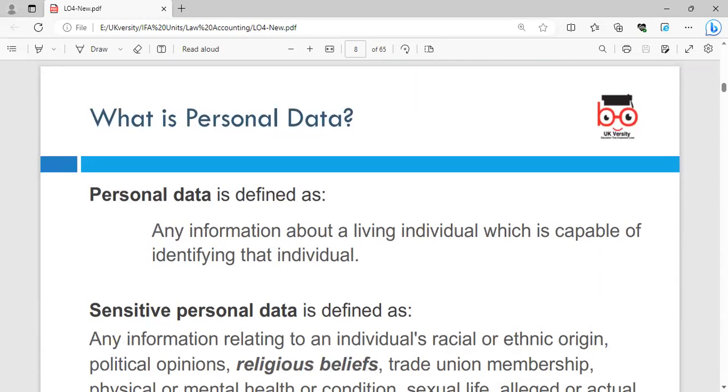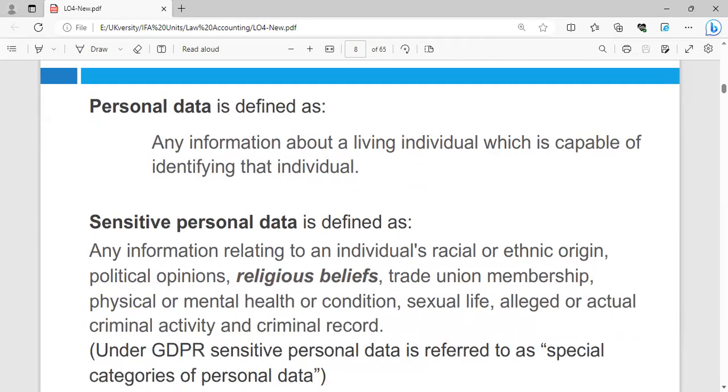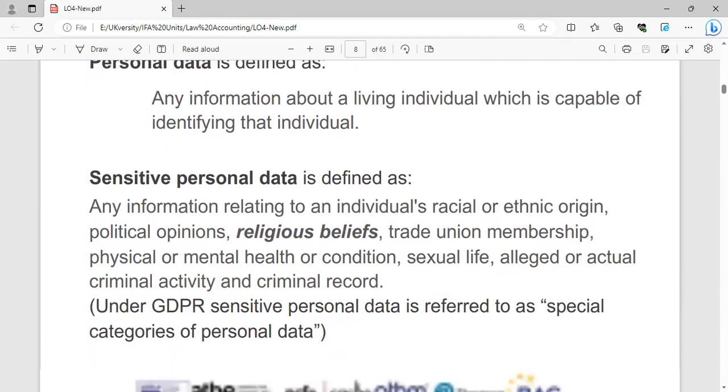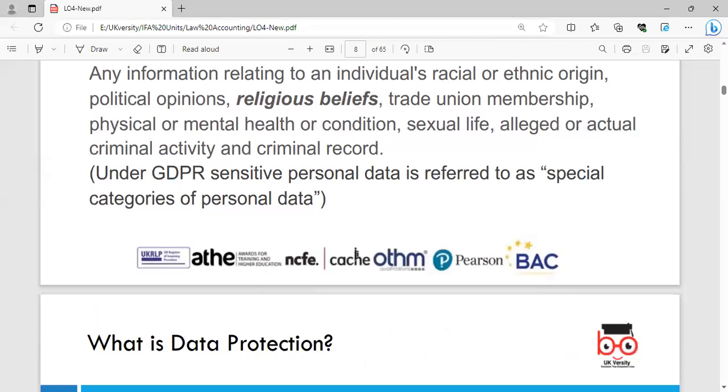So what is personal data? Personal data is any information about a living individual which is capable of identifying the individual. Sensitive personal data is defined as any information relating to an individual's racial or ethnic origins, political opinion, religious beliefs, trade union membership, and health conditions. We're not supposed to disclose to a third party without the information of the client.